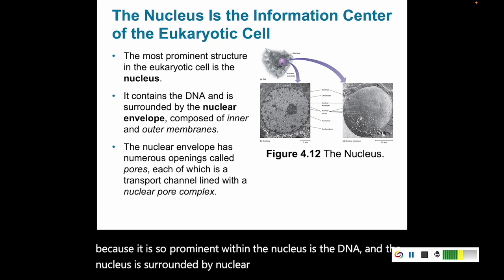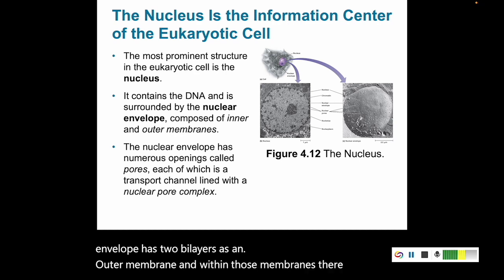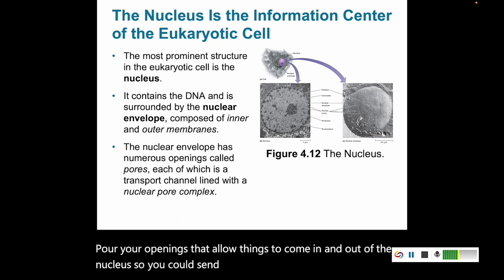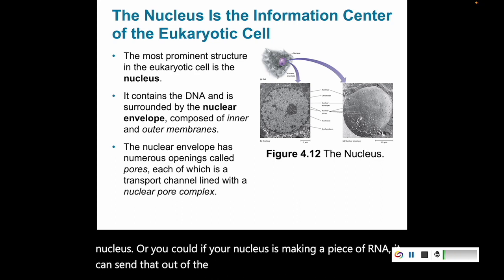And the nuclear envelope has two bilayers. It has an inner membrane and an outer membrane. And within those membranes, there are pores. Pores are openings that allow things to come in and out of the nucleus. So you could send a transcription factor into the nucleus, or if your nucleus is making a piece of RNA, it can send that out of the nucleus. And those pores are transport channels that are lined with a nuclear pore complex.